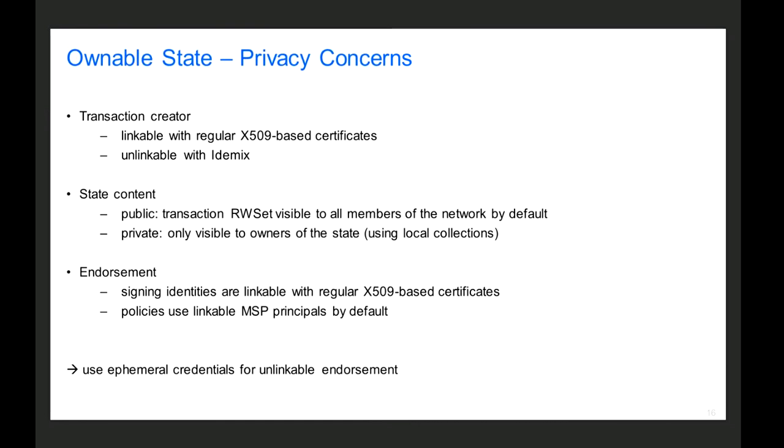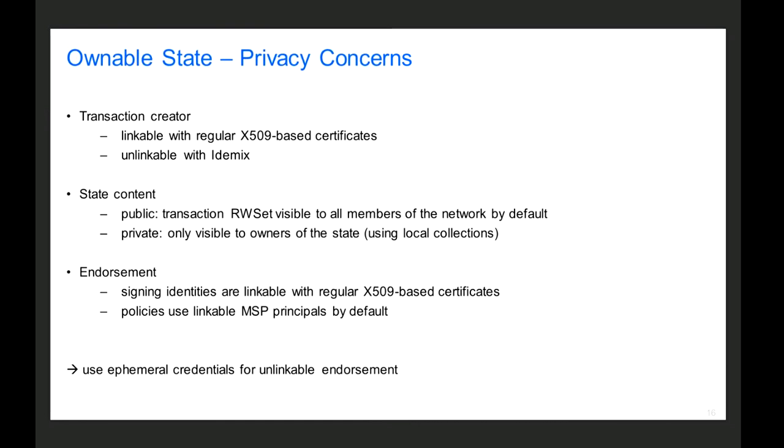Currently, when we look at a transaction that wants to modify an ownable state, the first thing that we usually reveal is the transaction creator, because the transaction creator is typically identified through a linkable X509-based certificate. This we can deal with: if we use Idemix, then we can hide the transaction creator. Then the next thing is the state content. Say we have the organizations red, green, and black, as we had before, but only red and green should actually know what the content of this ownable state is.